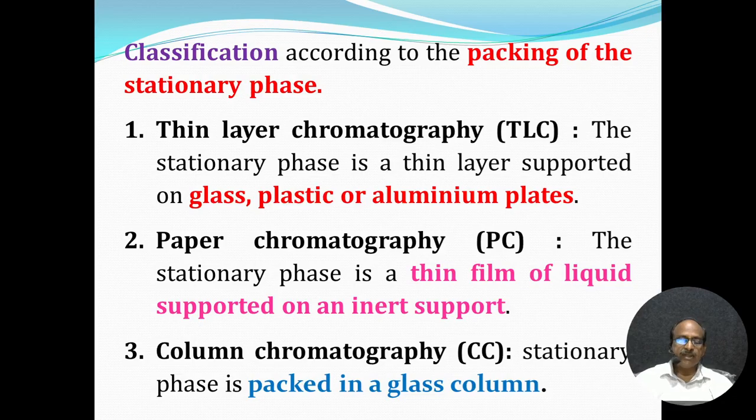Another most important one is column chromatography, also called CC. In column chromatography, the stationary phase is packed in a long, big glass column, and that is called column chromatography.